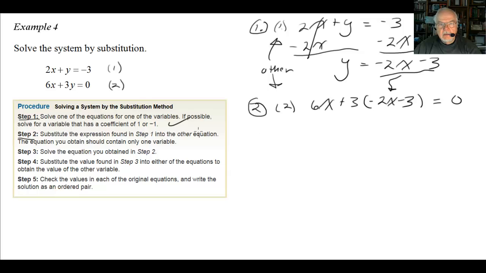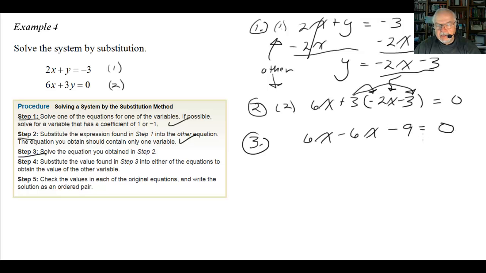You should obtain an equation with one variable. Yep, all I got is x's. Step number 3. Solve the equation. I can do that. First I'm going to break down the parentheses by distribution. So I get 6x plus 3 times minus 2x is minus 6x. Plus 3 times minus 3 is minus 9. And this all equals 0.